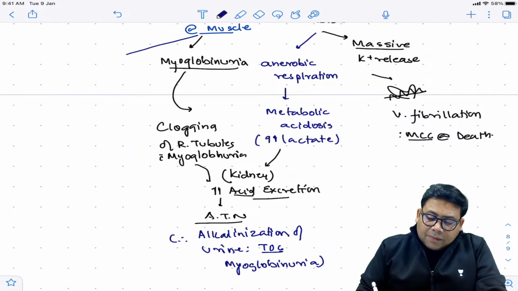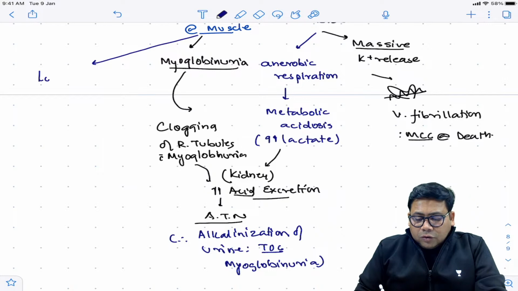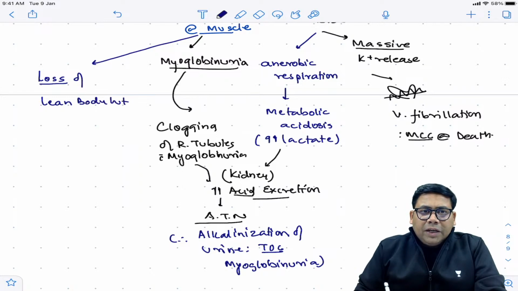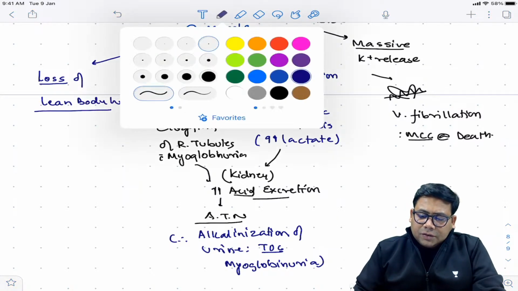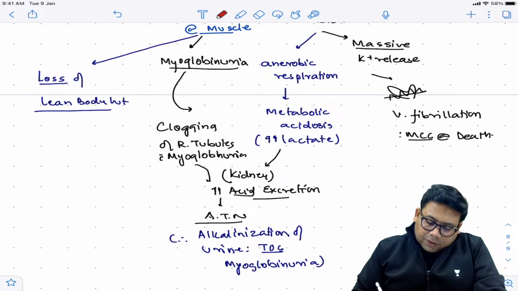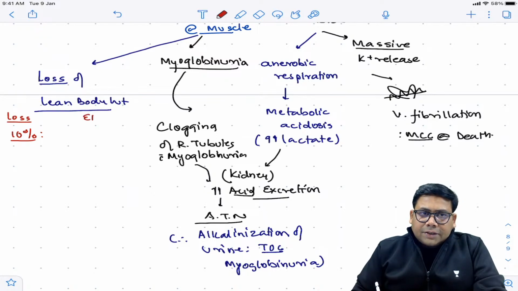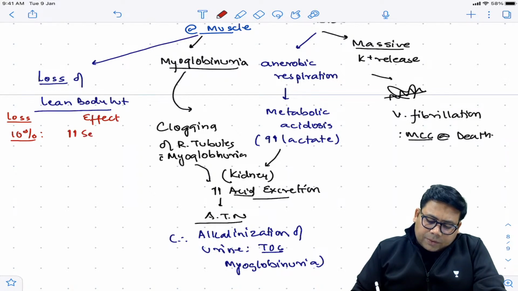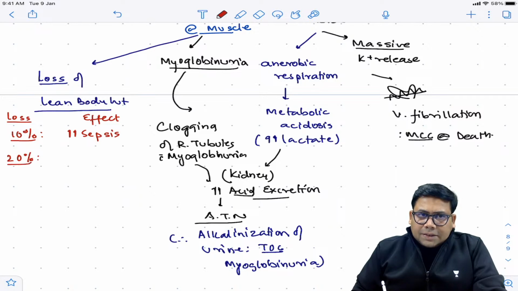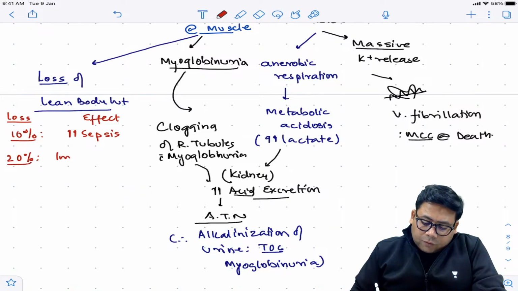Second is, because of the catabolism of the muscle, there is loss of lean body weight. When we talk about loss of lean body weight, you get a lot of questions on this also. If there is 10% loss, there is increased risk of sepsis. Due to 20% loss, there is increased risk of impaired wound healing.